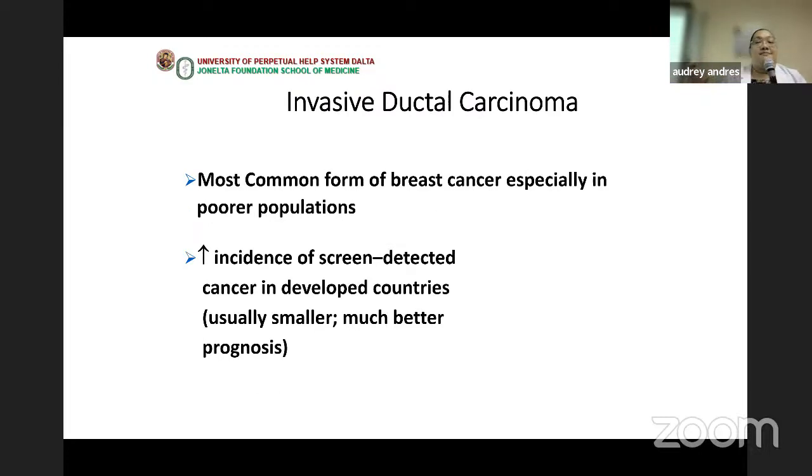Okay. As I mentioned, invasive ductal carcinoma is the most common form of breast cancer, especially in the poorer populations. Because of screening, there's increased incidence of detection of cancer, especially in developed countries.